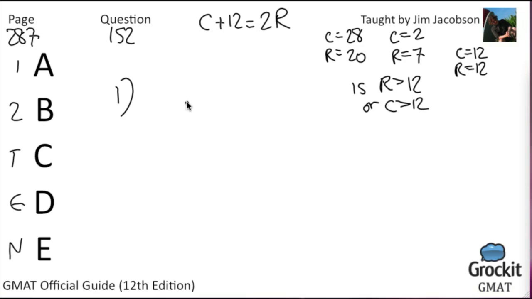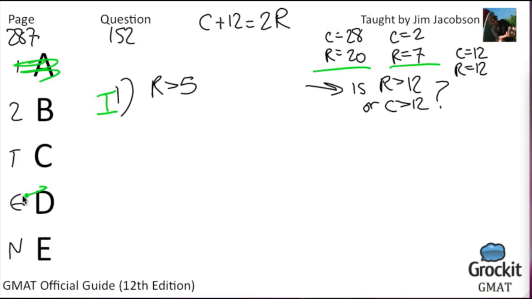Statement 1, Raphael has more than 5 tapes. R is greater than 5, but what we needed to know is, is R greater than 12? So knowing that R is greater than 5 gives us either one of these scenarios that we dreamed up, just to illustrate our point. The question was, does Carmen have fewer tapes? And the answer is no in the first column and yes in the second column. This is clearly insufficient. It's not A or D.